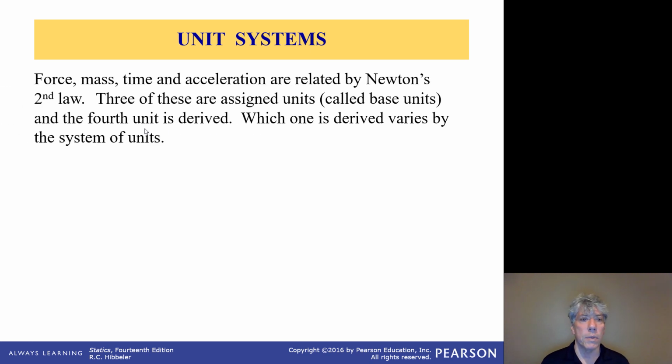So unit systems. I've already shown you how force, mass, length, and time are related by Newton's second law. Now, if you look at force, mass, time, and acceleration, leaving off length, you'll realize that 3 of these are SI units. In other words, they're base units. They're more basic things, whereas acceleration is actually made of something else. It's called a derived unit. Now, the one that's derived just depends on which system of units you use.